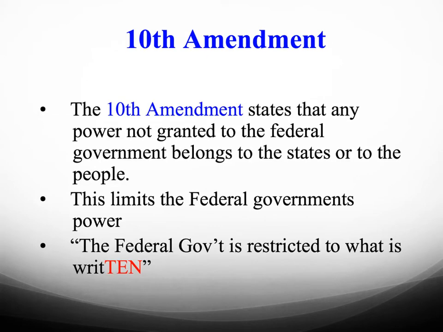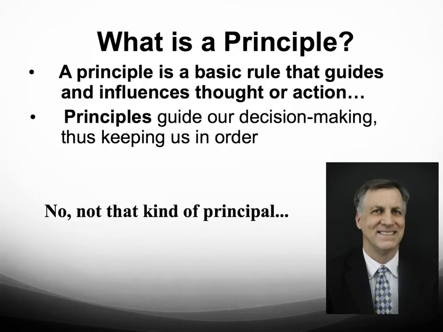And the 10th Amendment is thrown in basically to limit the federal government, the big government's power. So the 10th Amendment says that any power that's not given to the federal government, it automatically goes to the state or the people. And so you can remember this by the federal government is restricted to what is written. And so 10 is the 10th Amendment. The federal government can only do what is written in the Constitution. The rest of the power goes to the states and the people.